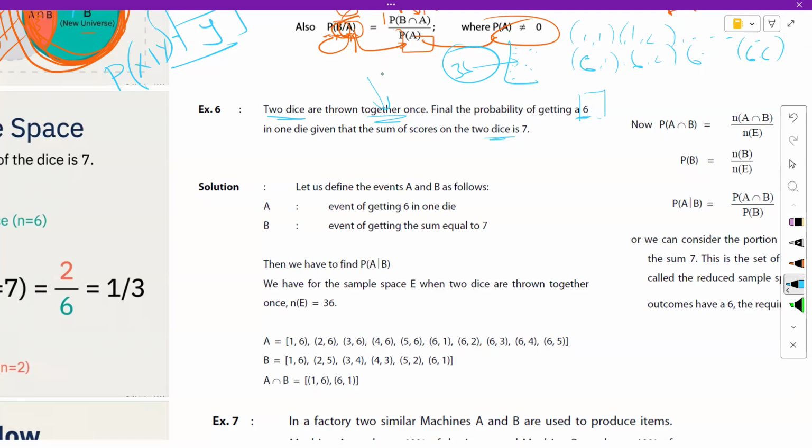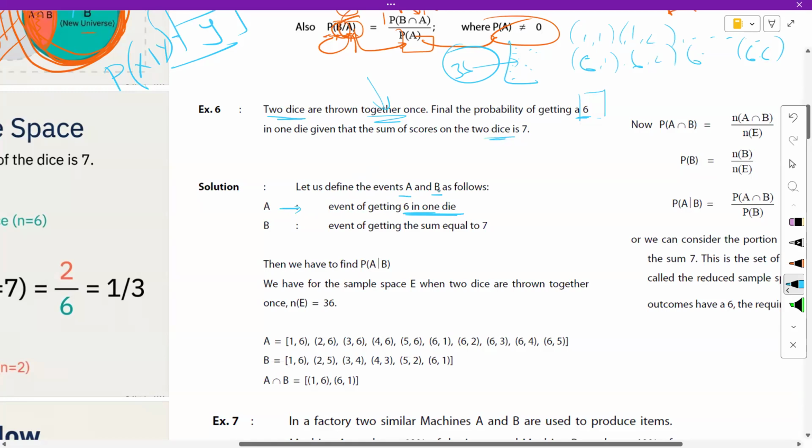Final probability of getting 6, right? Anyhow, we have to get 6, maybe in the first die or in the second die. A black die or white die, no matter. The order is not a matter. Anyhow, we have to get 6. That is event A, right? Let us define the events A and B. Event A means the event of getting 6 in one die.